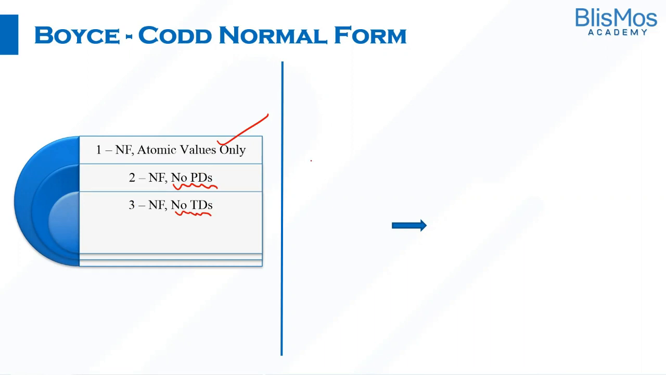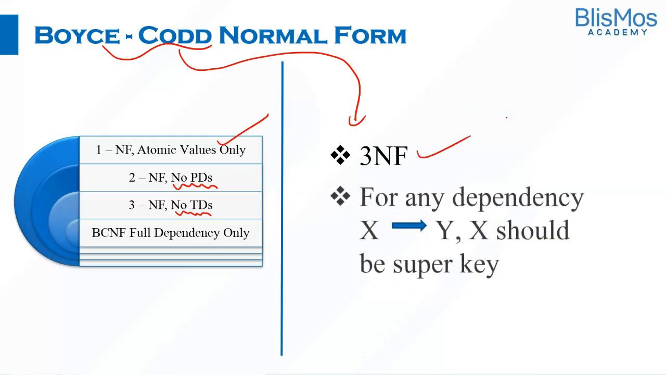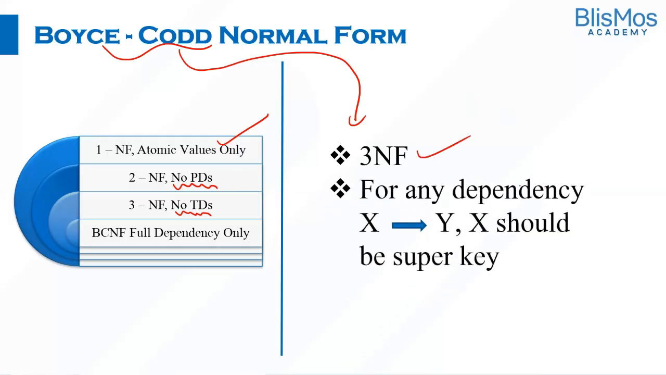So if we have to say a relation needs to be in Boyce-Codd normal form, what should be the condition? First and foremost, it should be in third normal form. The second important thing is, for any dependency between X and Y, where X determines Y, X should be a super key. In simple terms, X cannot be a non-prime attribute, with Y being a prime attribute. Let us take an example and understand this.